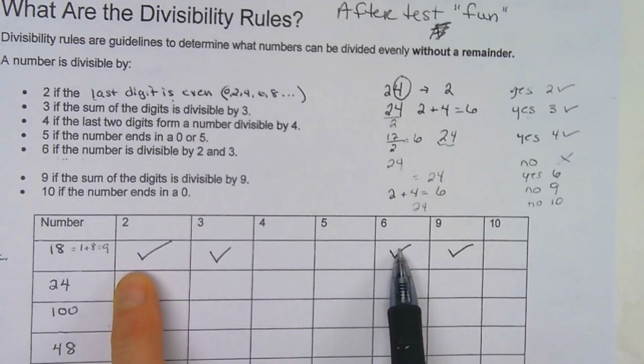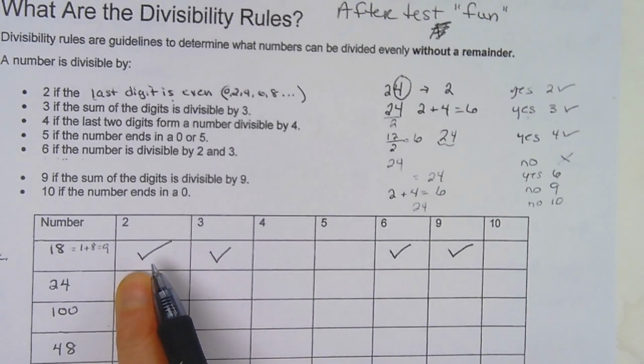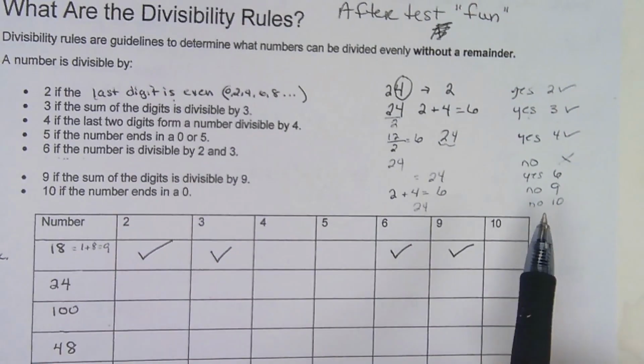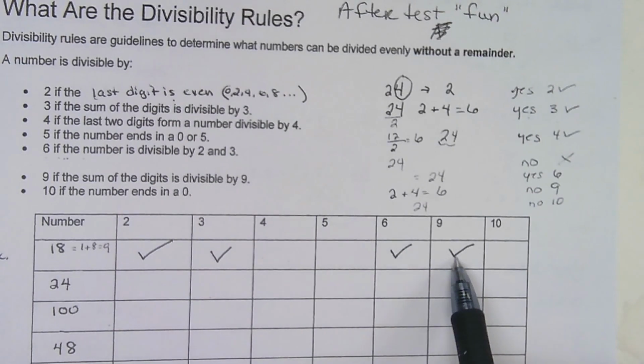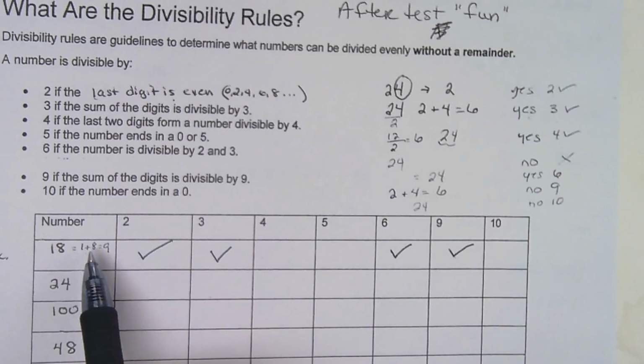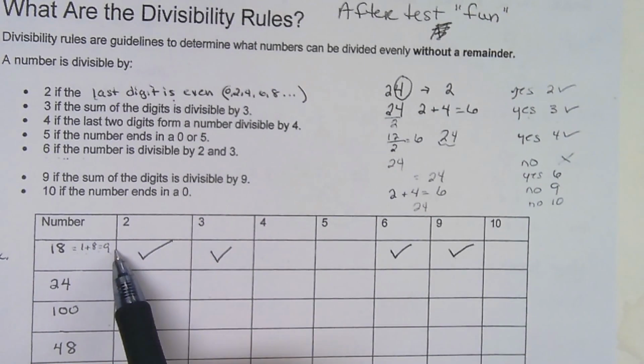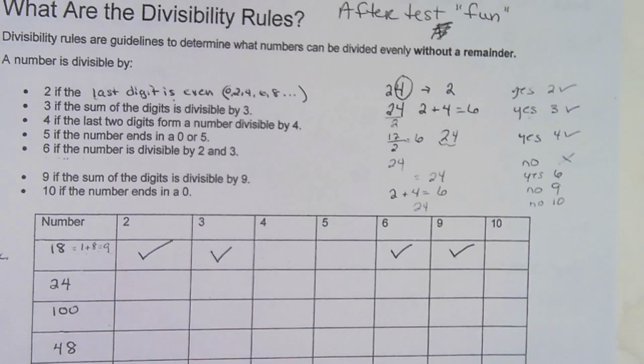So it is also divisible by 6. A number has to be divisible by 2 and 3 in order to be divisible by 6. Is it divisible by 9? Yes, because 1 plus 8, the two digits, add up to 9, and 9 divided by 9 is a whole number, 1. That is definitely a multiple of 9.